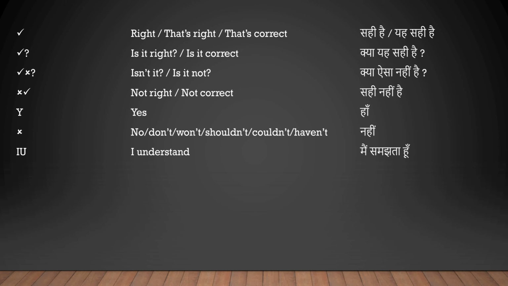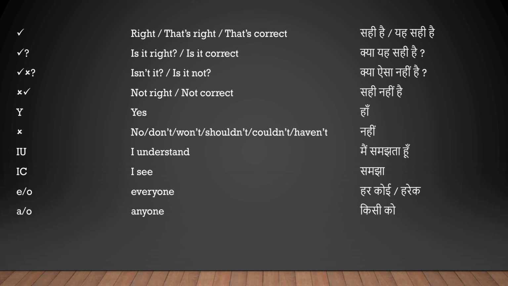IU means I understand, मैं समझता हूँ. IC means I see, which means समझा या समझी. E/O means everyone, हर कोई या हर एक. A/O means anyone, किसी को या किसी को भी. S/O means someone या कोई. N/O means no one, कोई नहीं.